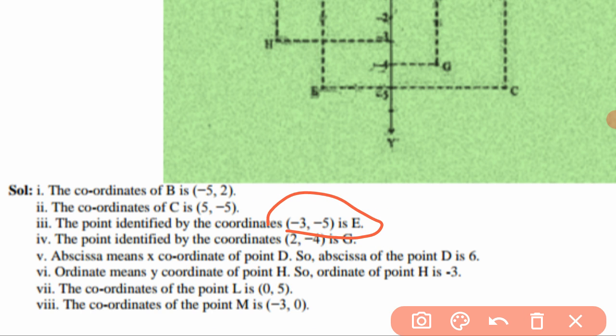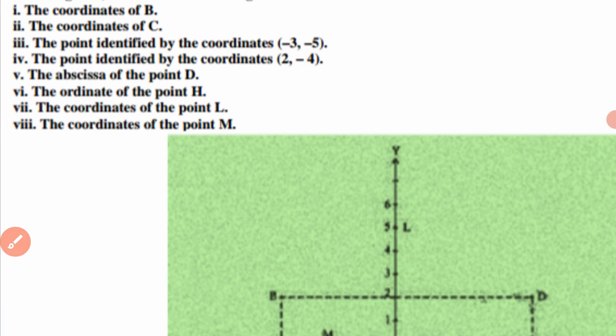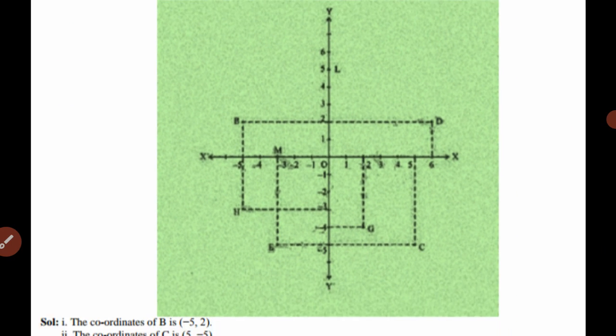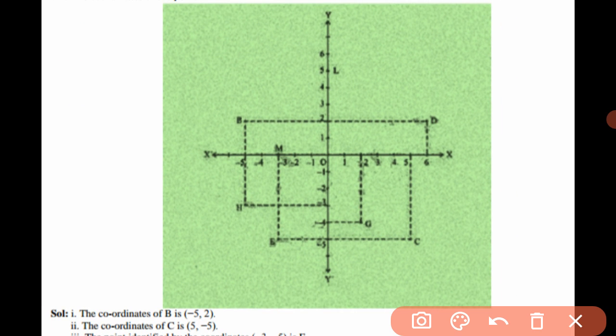Now after this, see the fourth part. In this fourth part we have the point identified by the coordinates 2 and minus 4. In the given diagram, 2 and minus 4 means the x-coordinate is 2 and the y-coordinate is minus 4. This point is G. So its correct answer will be G.